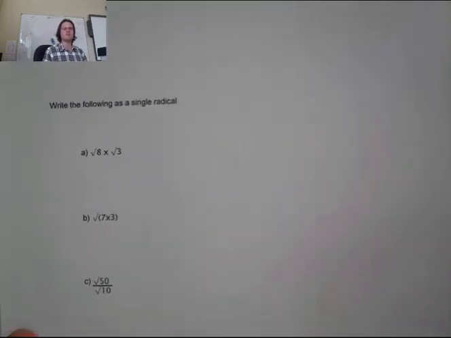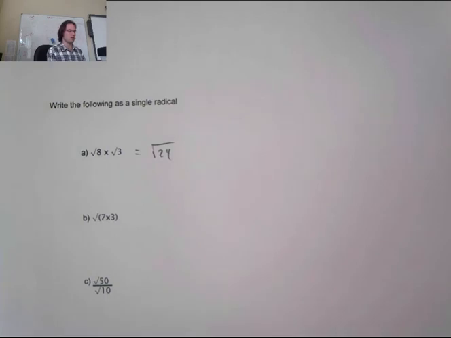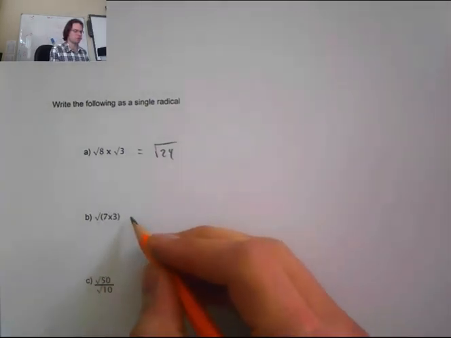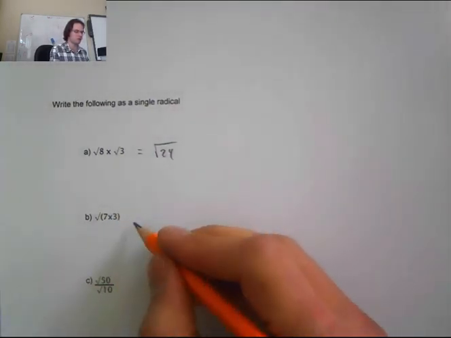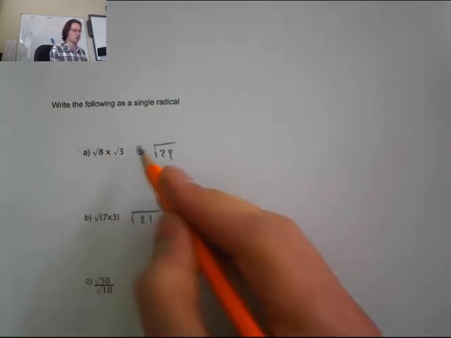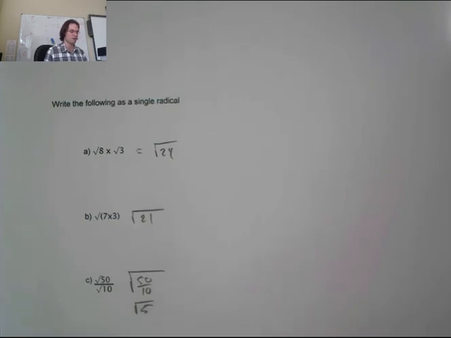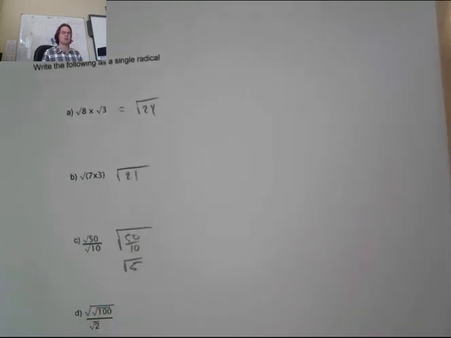So it says, write the following as a single radical. Well, it's the same as the square root of 24. Write this one. Well, this is, write the following as a single radical. What's this one? This is the square root of 21. Okay, so we could just multiply those together. This one here is going to be the square root of 50 divided by 10, which is the square root of 5.